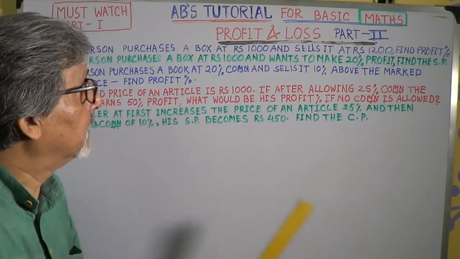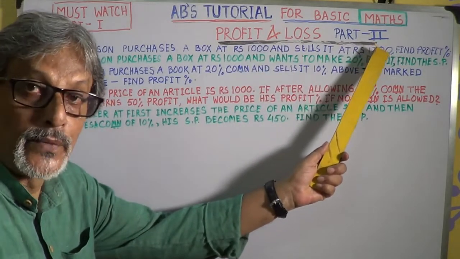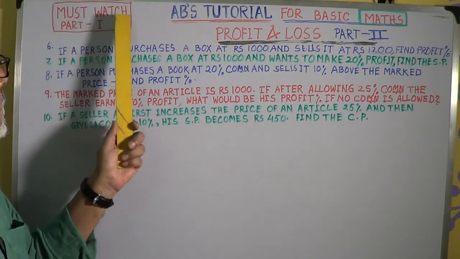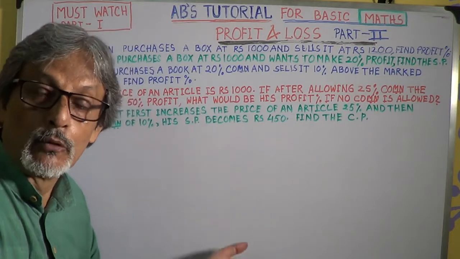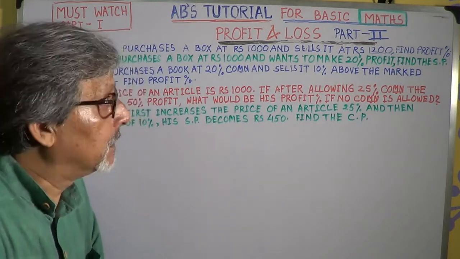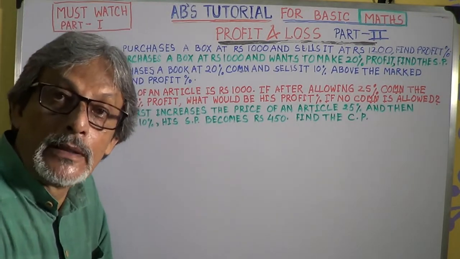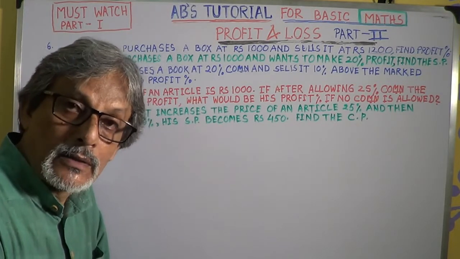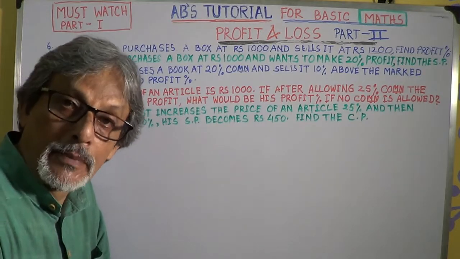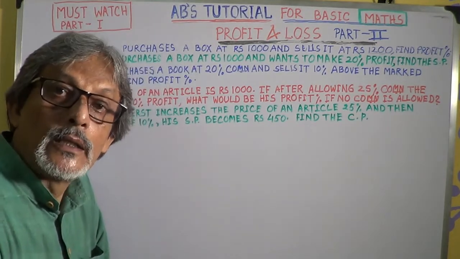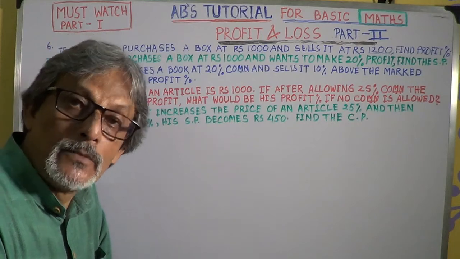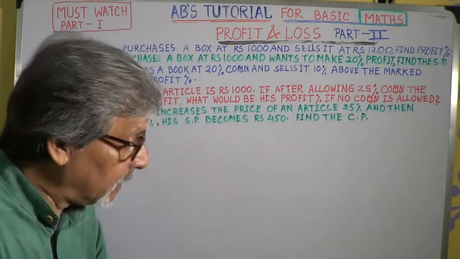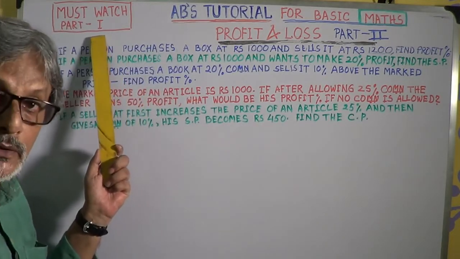So friends, this is our profit and loss part 2. I have written must watch part 1. Why have I written must watch part 1? You all know who have already watched the part 1 episode. In that episode practically we have discussed the basic concept of profit and loss. Profit and loss generally we measure on cost price, but sometimes it is expressed as a percentage of selling price also. These two types of concept we have already discussed in our part 1 episode.